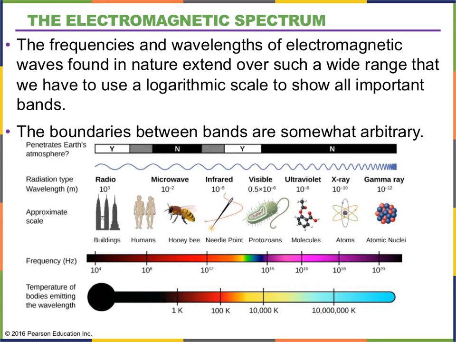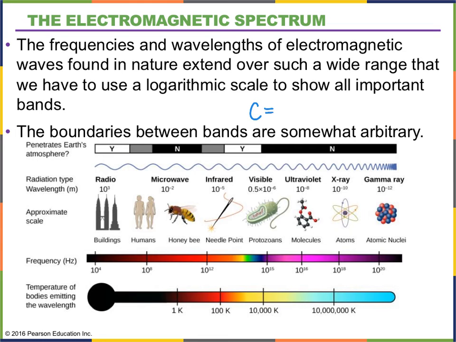What makes them similar is that they're all predicted by Maxwell's equations. They all consist of electric and magnetic fields that are varying with time and traveling as waves. And they all travel with the speed of light. So then you might say, okay, well, why are they different from each other? The thing that makes them different from each other is that they all have different wavelengths and frequencies.